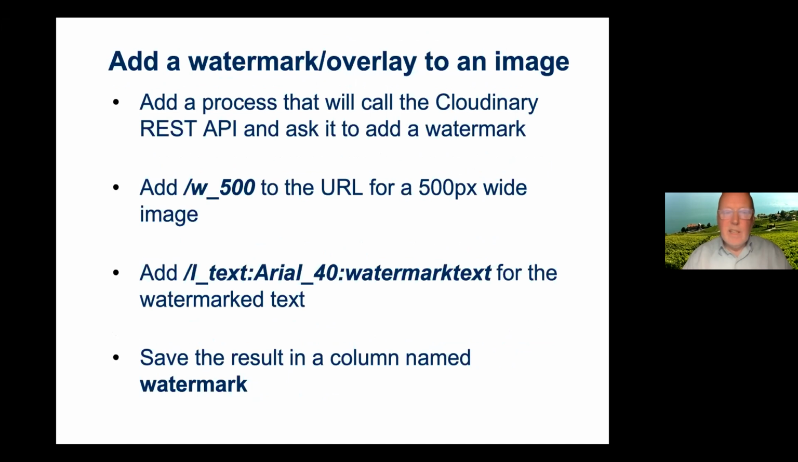So next thing is to add a watermark to an image. As I said earlier, some sensitive images we want to add watermarks to make sure that they're not misused. So again, this is done with a simple REST call. In this case, it's saying L text. We say what font we want, what size, and the text that we want in for the watermark. And then I save the resulting photo in a column called watermark.